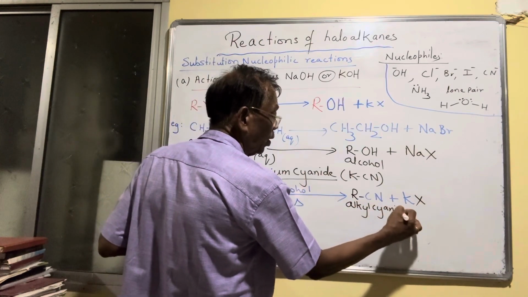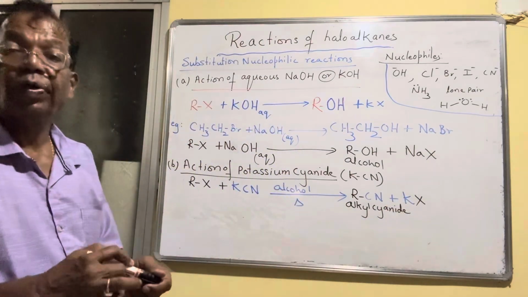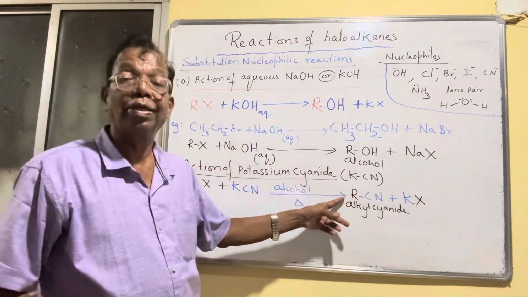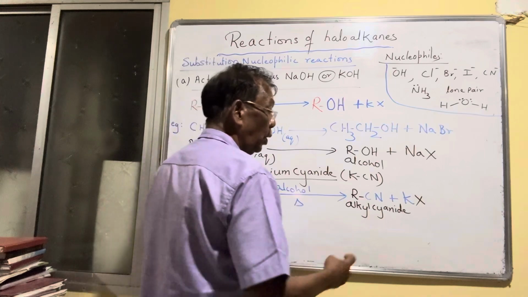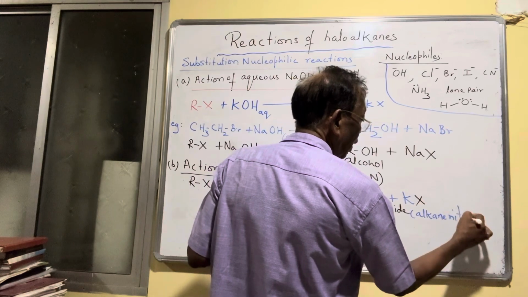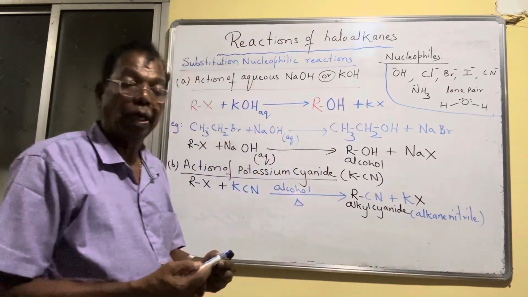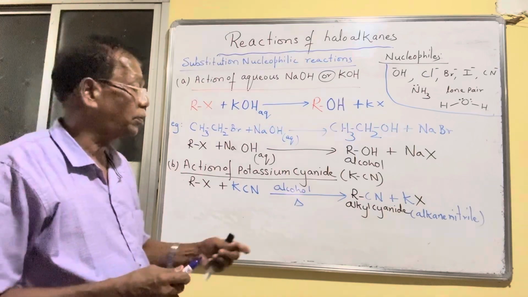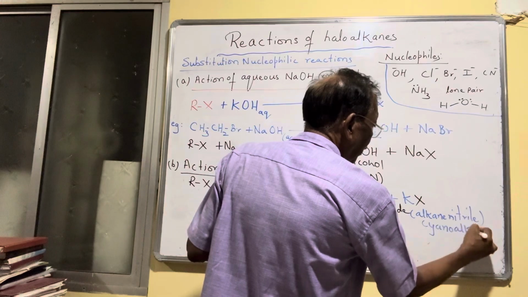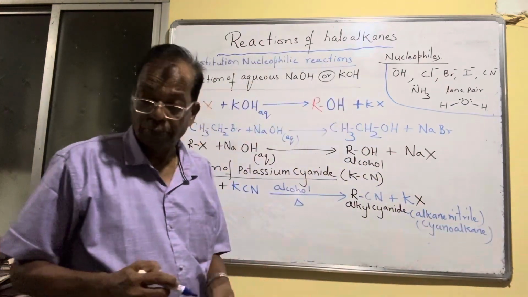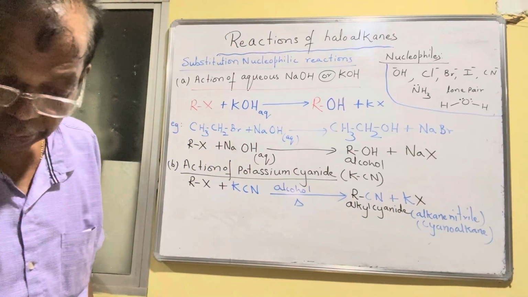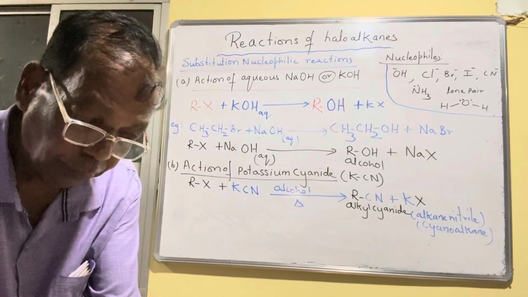You can call it alkyl cyanide. There are different names. I will write these names with an example. The other name will be alkane nitrile. I'll write it so that you can follow later on when I am explaining. So alkane nitrile, in terms of nitrile. Or it is also called cyanoalkane. Then one more name which I'll explain with the help of an example.